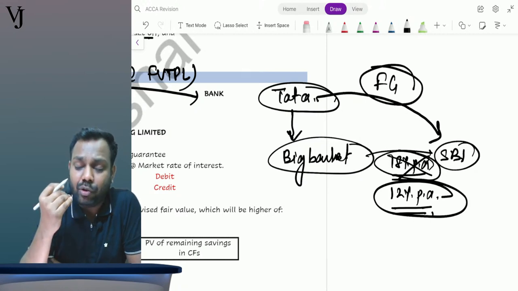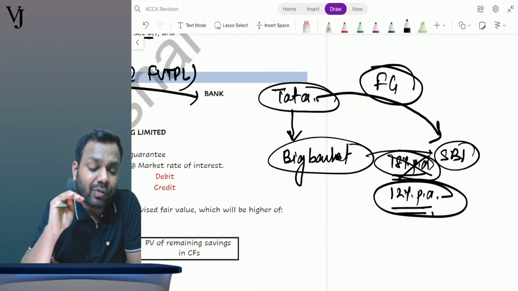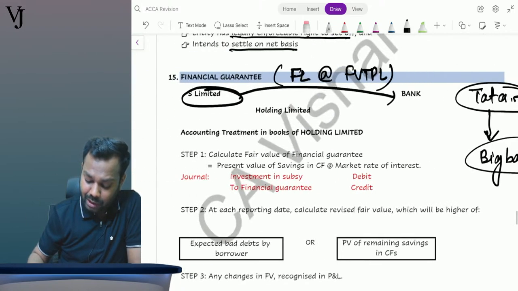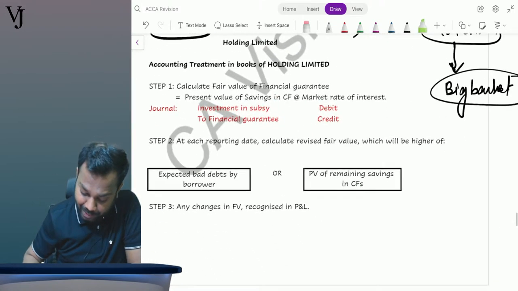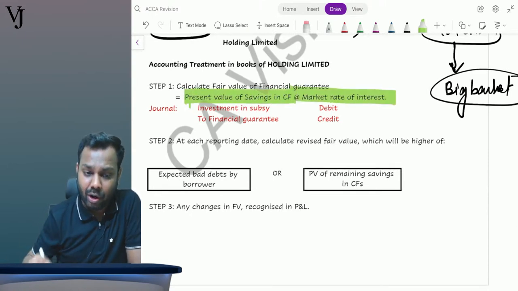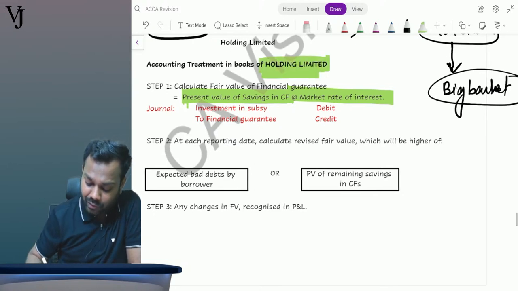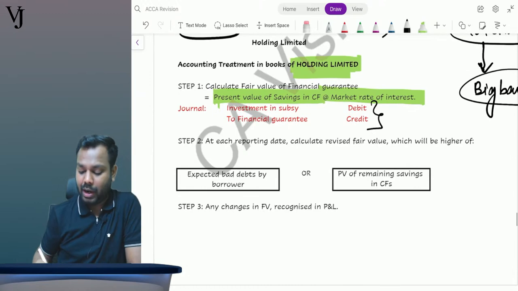Now what is the savings to Big Basket? Savings of 6% interest every year. So I have to calculate the present value of the savings at the market rate of interest. And this value, how will I record? Tata, the holding company, will record in its books an investment in subsidiary account, debit, against financial guarantee.